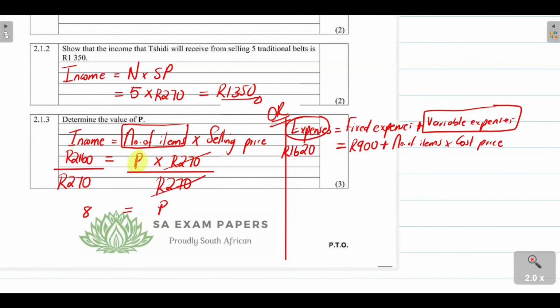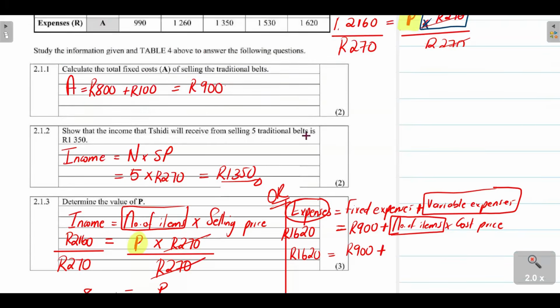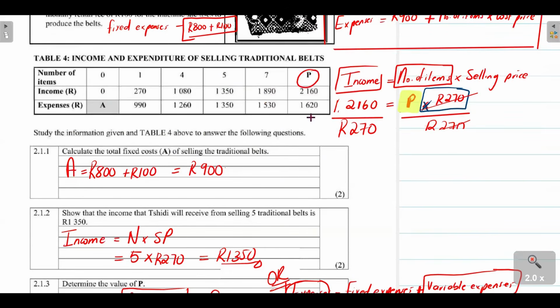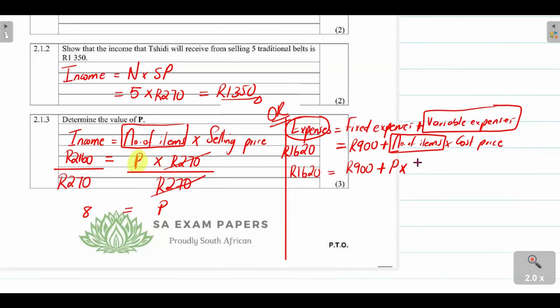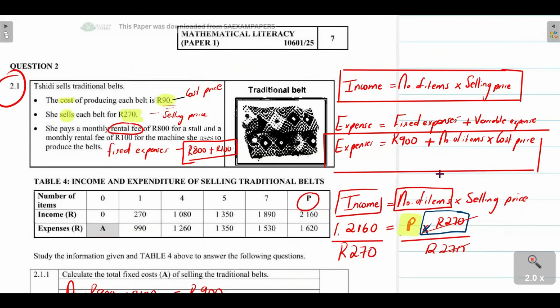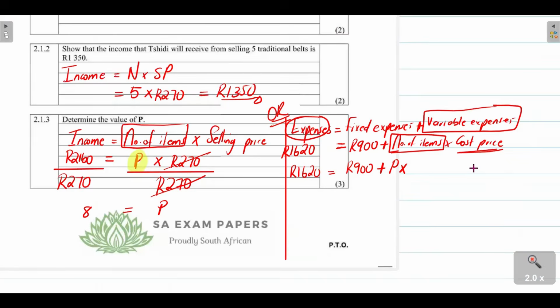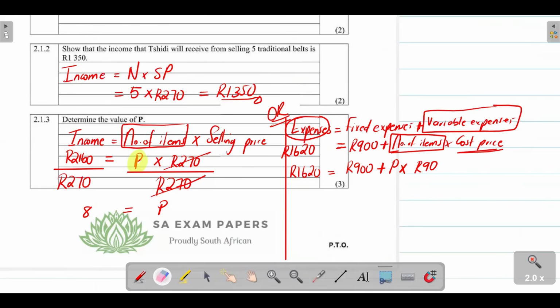Let's continue to substitute further. 1,620 equals 900 plus. What are the number of items here? What are we trying to get? Do you see that we're trying to get the number of items here? P multiplied by what is the cost price for these belts? 90. Okay, so here, do you see? Again, we've got an unknown. Our unknown here is P.